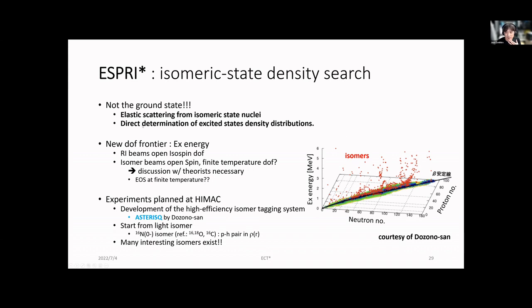This is a kind of advertisement, but we have very recently started a new project, which we call ESPRI Star. We use the same proton elastic scattering, but from isomeric state nuclei. That means we can directly measure the excited state density information by using isomer beams. As RI beams opened a new degree of freedom, the isospin degree of freedom, we hope that isomer beams will open another degree of freedom, such as excitation energy or other quantities like spin or finite temperature. But the temperature is maybe a little different.